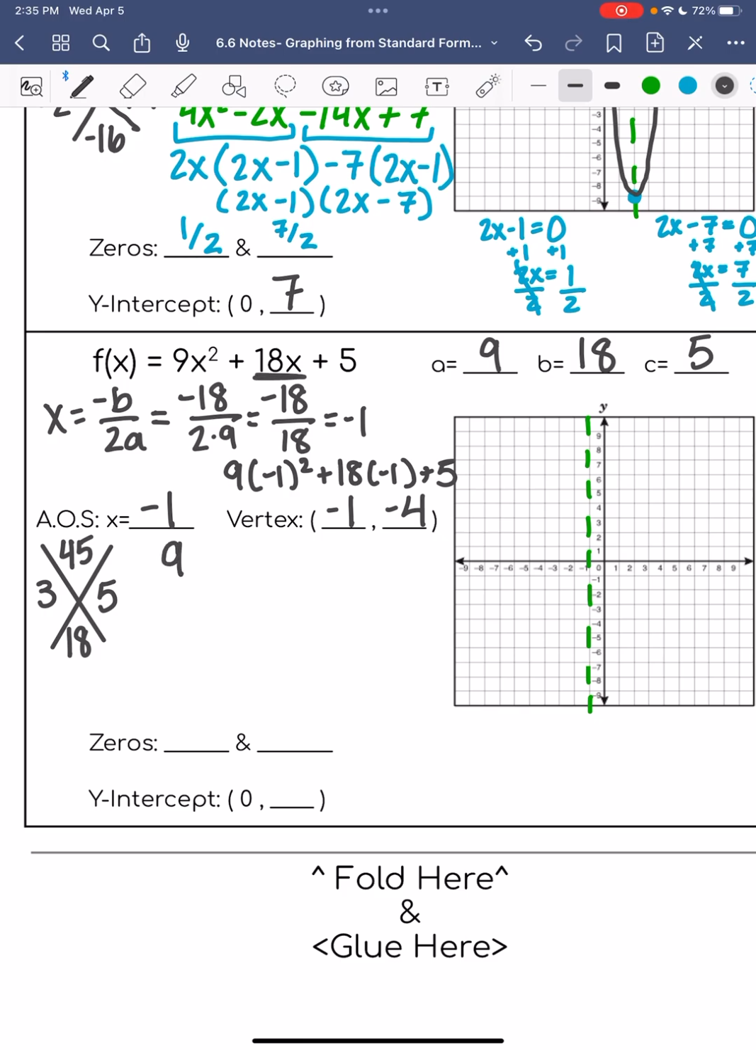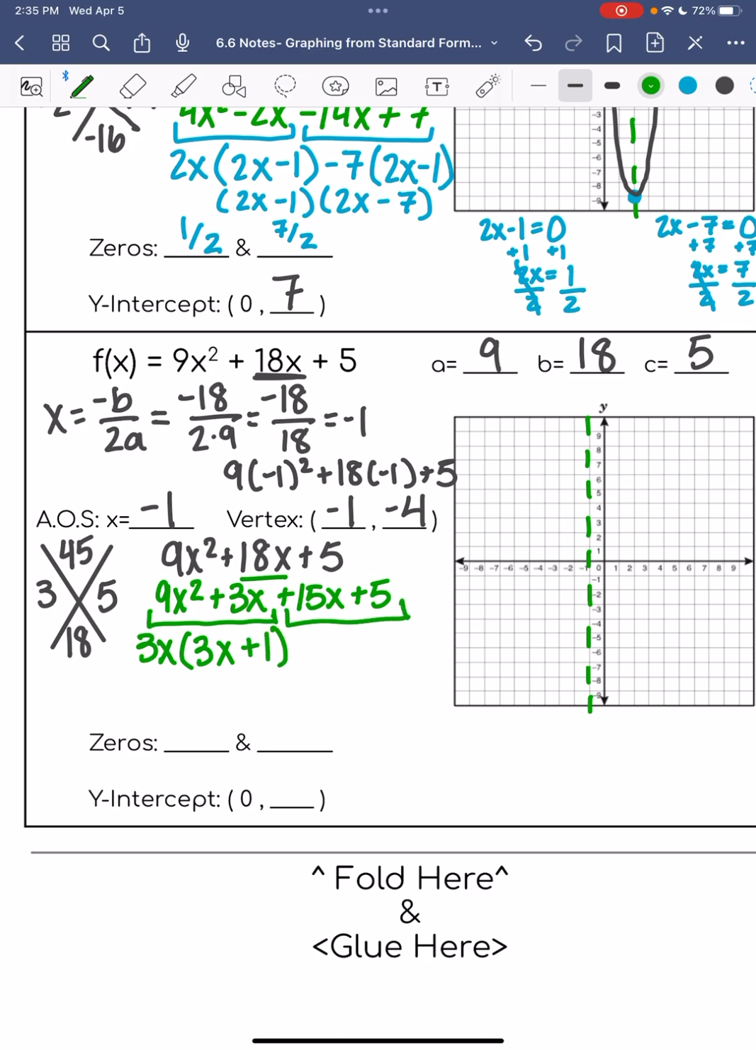So I've got 9x squared plus 18x plus 5. Now this 18x is what I'm going to be splitting up. So I'll have 9x squared plus 3x plus 15x plus 5. From 9x squared and 3x, I can divide out a 3x. 9x squared divided by 3x leaves 3x behind. 3x divided by 3x leaves a 1 behind.